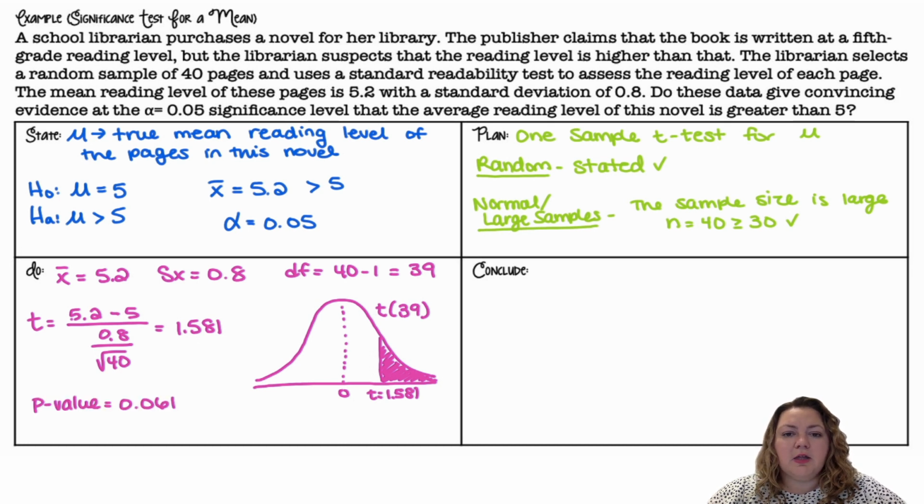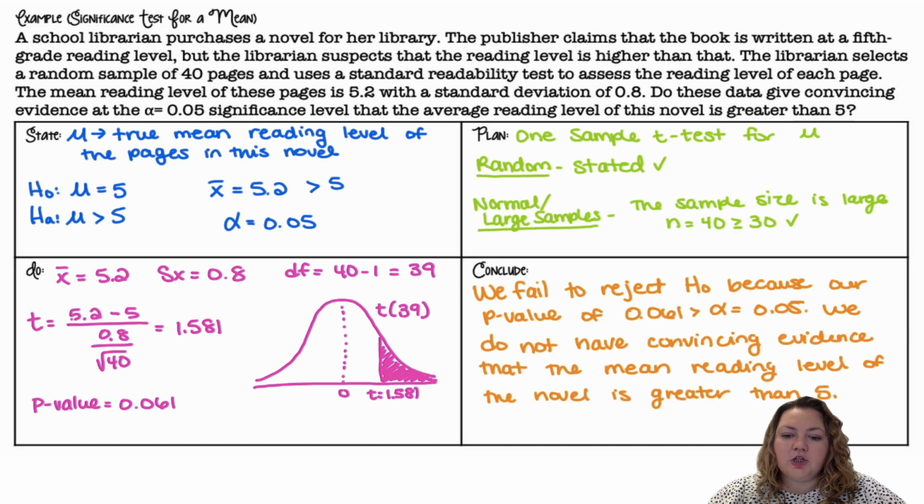And I'm going to use my calculator: stat, test, t-test. I'm going to use stats. I'm going to enter my information. Mu naught would be 5. X bar would be 5.2. Sx would be 0.8. N would be 40. And I'm doing a greater than test. And you should get your test statistic, the t of 1.581, and the p-value of 0.061.